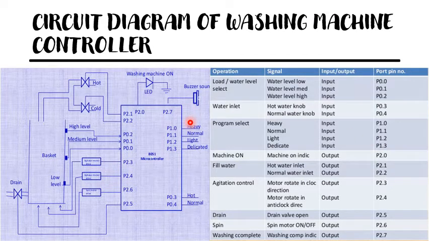The figure shows the circuit diagram of the washing machine controller. The input signals for the controller are load, water level select, water inlet and program select. The level measurement transducers are used to measure the level of water in the machine.